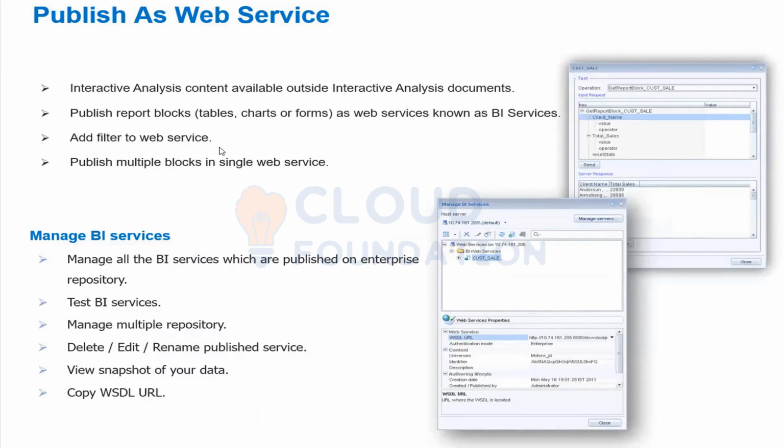Add filter to web service. Publish multiple blocks in a single web service. We can publish multiple blocks and we can also put filters in that, like state equal to Colorado or like that, and we can publish that into a web service. Manage BI services.